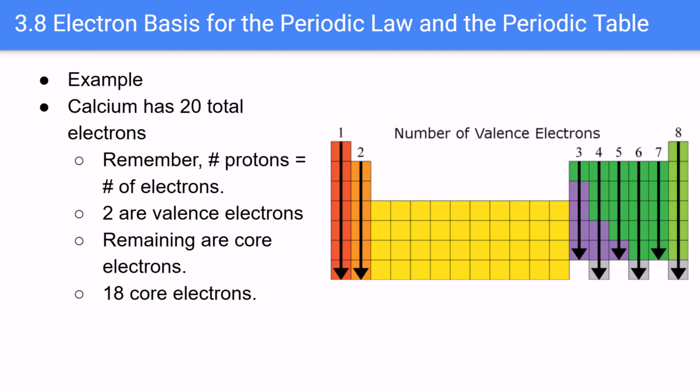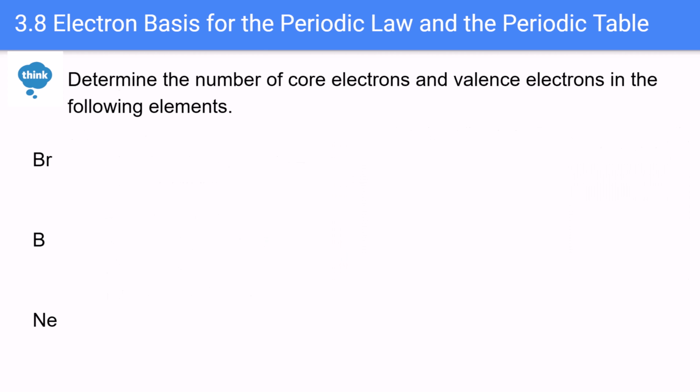Calcium has 20 total electrons. We know that based off of its periodic table location. We know that calcium has an atomic number of 20. Remember that the atomic number is equal to the number of protons, which for now is also equal to the total number of electrons it has. There are 2 valence electrons, so the remaining have to be core electrons. Well, if there's 20 total electrons and 2 are valence, that means that 18 have to be core electrons. So based off of the information of the location of the element on the periodic table and the relative number of valence electrons, you should be able to determine the number of core electrons that are present.